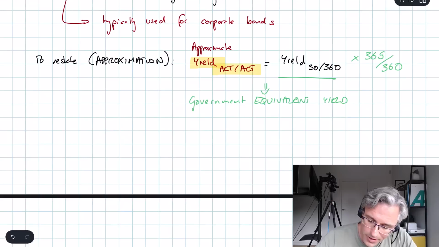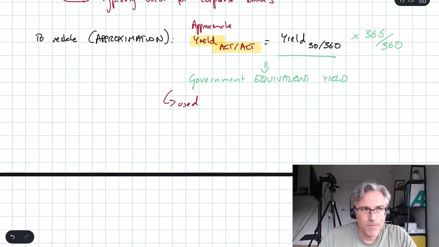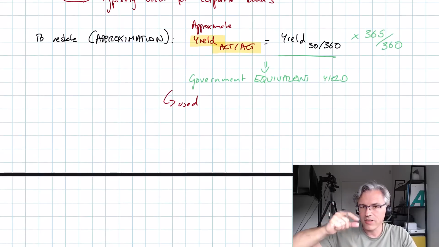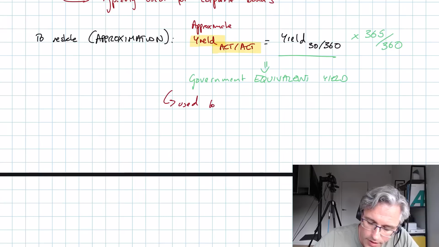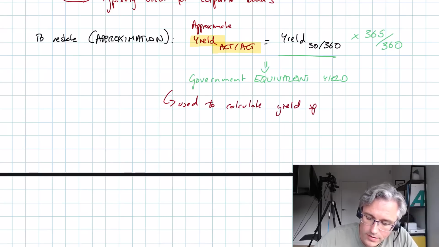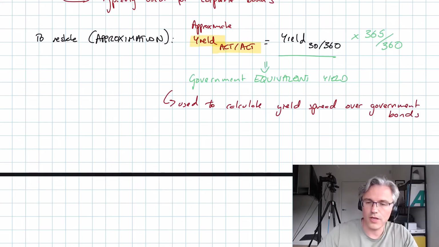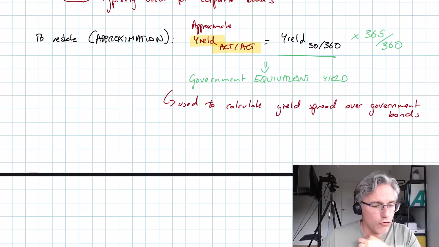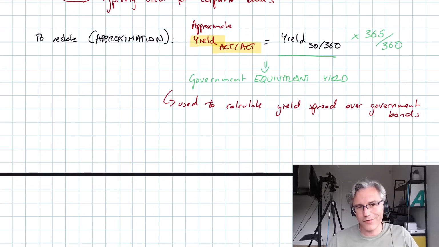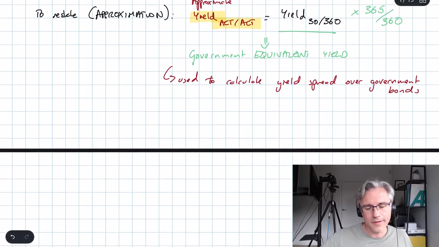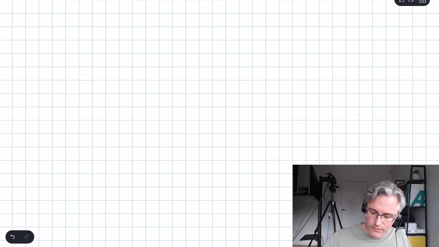And that's especially useful, or it's used especially, to calculate the yield spread over the government yield, the government bonds, right? Because in order to check how much more a corporate bond is yielding relative to a government bond, you have to get their yields to the same basis, or approximately, let's say, the same basis. So this is what it's useful for.